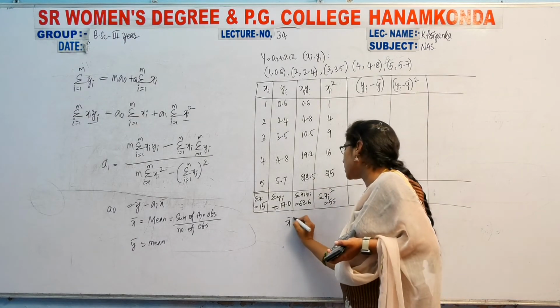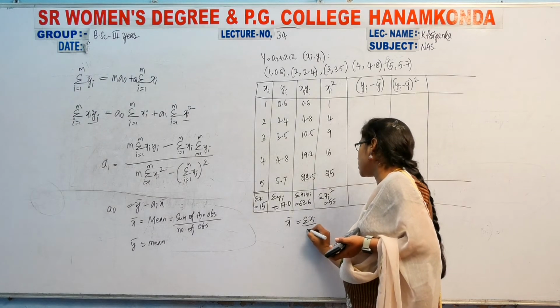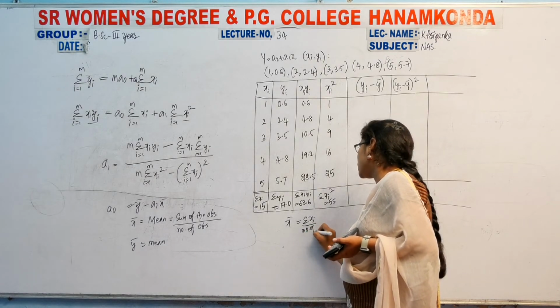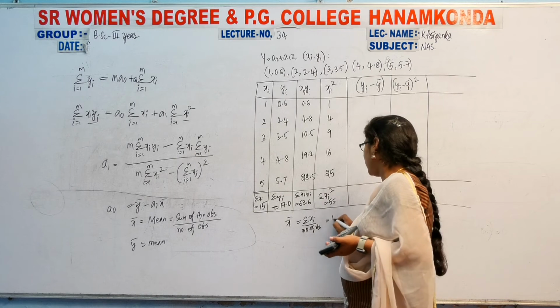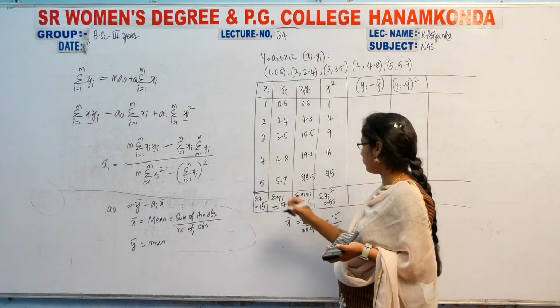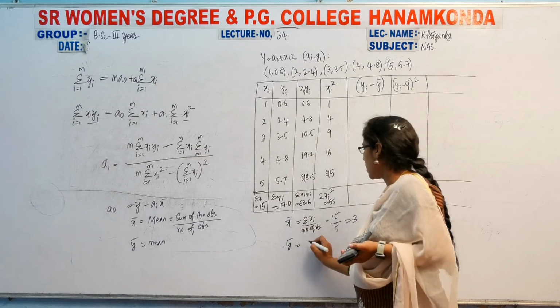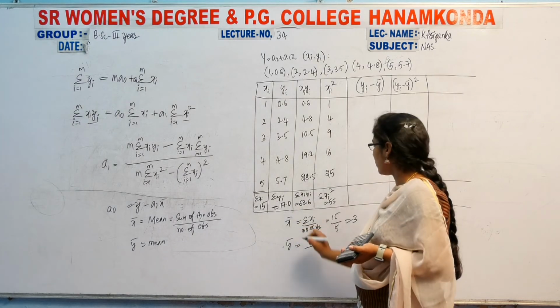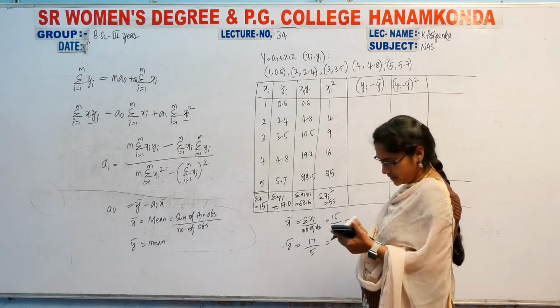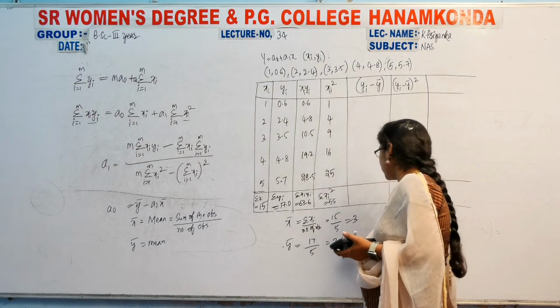So x bar is nothing but summation xi by number of observations. 15 by 5. Number of observations are 5. So it is 3. Next y bar is the same thing. 17 by number of observations, 5. Now 17 by 5, 3.4.